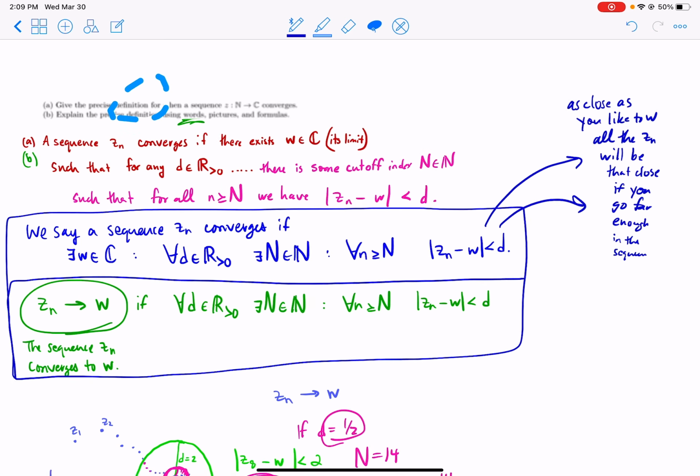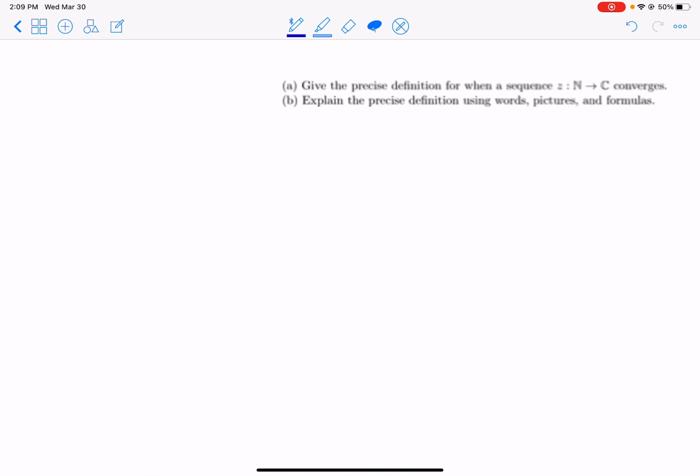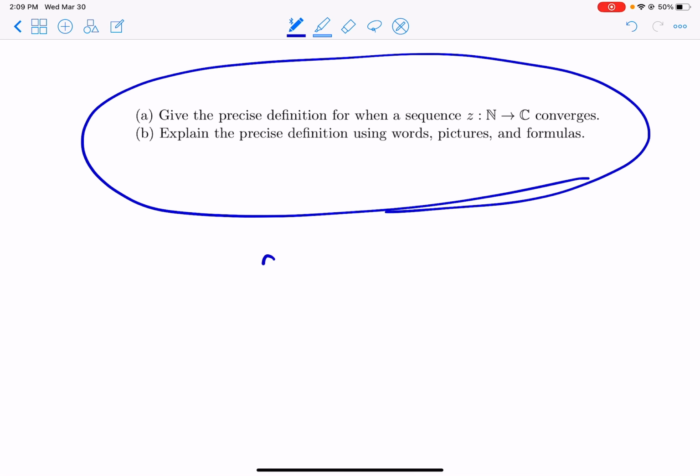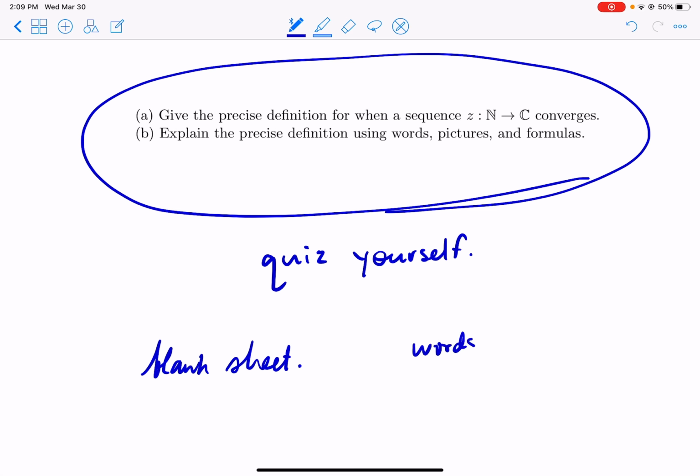Okay, it's your turn. How much can you remember? Quiz yourself. Blank sheet of paper. Your own words. Definitely use some pictures. And then the formulas, they really need to be those formulas so that you can understand the language of math.